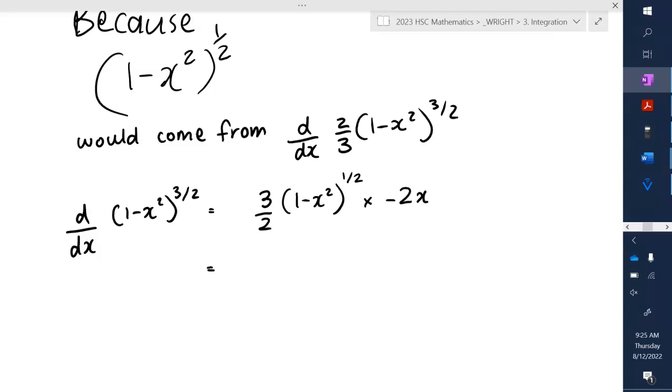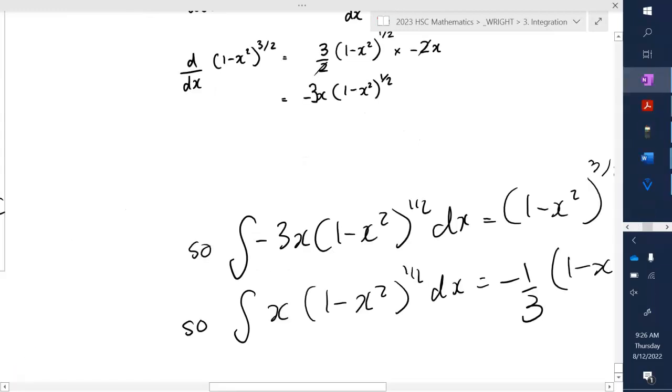I'm going to neaten that up, and what I'll end up with is the 2's will cross out. I'm going to bring the minus x to the front, and I'm going to get minus x times 1 minus x squared to the power of a half. So I'm going to pop my 3 back in, I forgot my 3: minus 3x, 1 minus x squared to the power of a half.